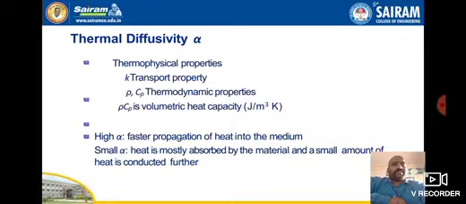And one more concept is thermal diffusivity. Thermal diffusivity is nothing but the propagation of heat into the medium, that is, it is the ratio of the transport property to its volumetric heat capacity. So where k is thermal conductivity and thermodynamic properties like density and specific heat we call the heat capacity. So the faster the propagation of heat into the medium, the larger the alpha; the smaller the alpha, heat is mostly absorbed by the material and only a small amount of heat is going to be conducted further.